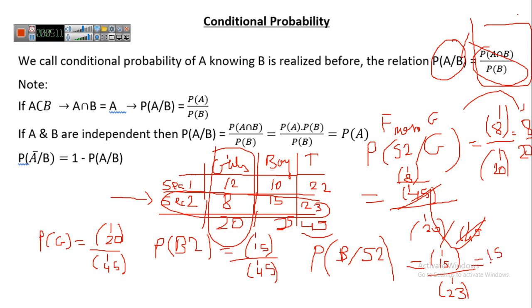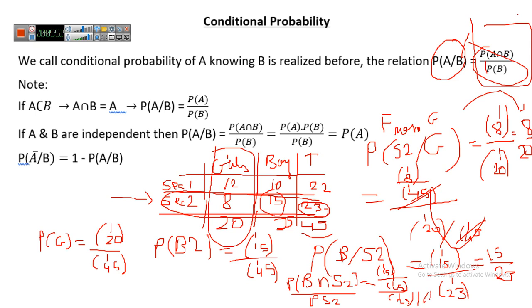If I want to apply the property, which is P of A intersecting B over P of B, I mean P of B intersecting S2 over P of S2, it will lead us to the same answer. B intersecting S2, so it's 15. So it's 1 out of 15 over total 1 out of 45. And P of S2, the probability of picking from S2, how many S2 do I have? I have 23, so 1 out of 23 over total also 1 out of 45.